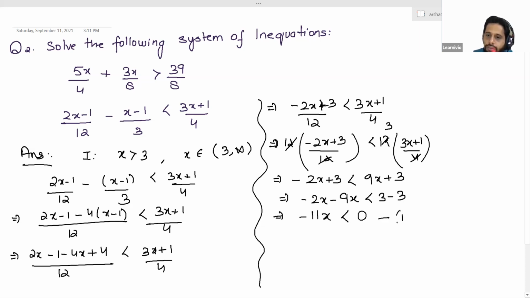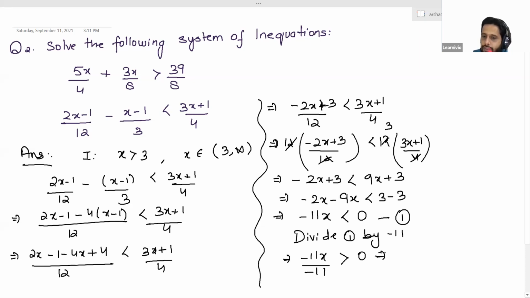Now divide by minus 11, because we don't need the minus 11 here. So this gives minus 11x by minus 11. The sign of inequality will change because we are dividing by a negative number, so we get x is greater than 0. Okay, so this is our second answer. Joan, did you find your mistake? Yes, sir. Okay, very good. Now, please plot both these solutions on the number line and share the common solution.